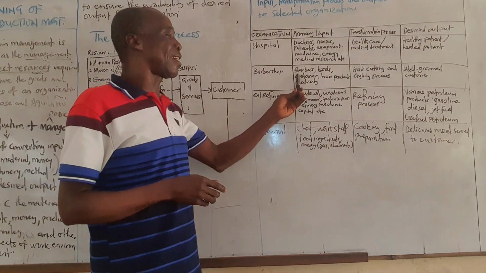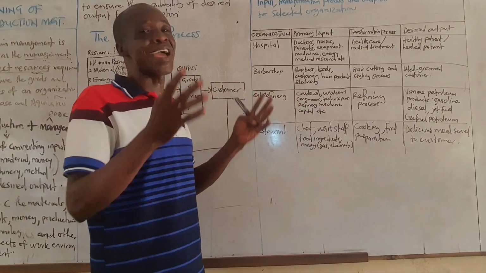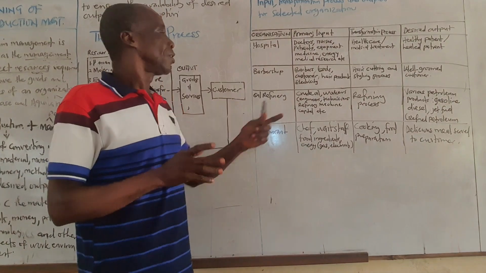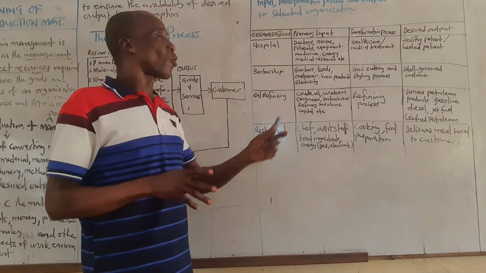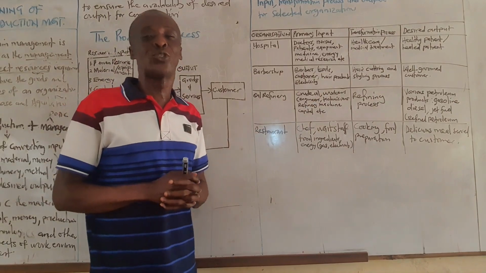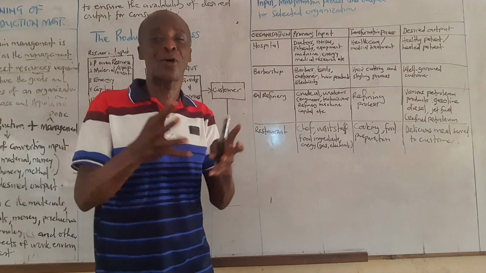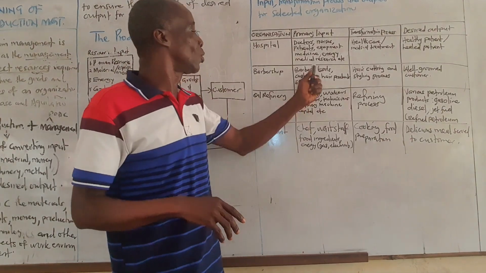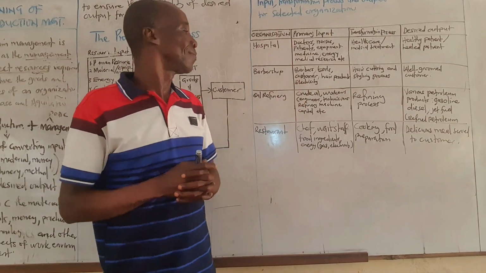So when you go to the barber shop, what are the resource input? The barber himself. That is the human resource. Then he may have other workers. Then the various tools. What are the tools that the barber uses? You know the tools that the barber uses. I'm not here to mention them to you. So the various tools. Then the customer will be there.